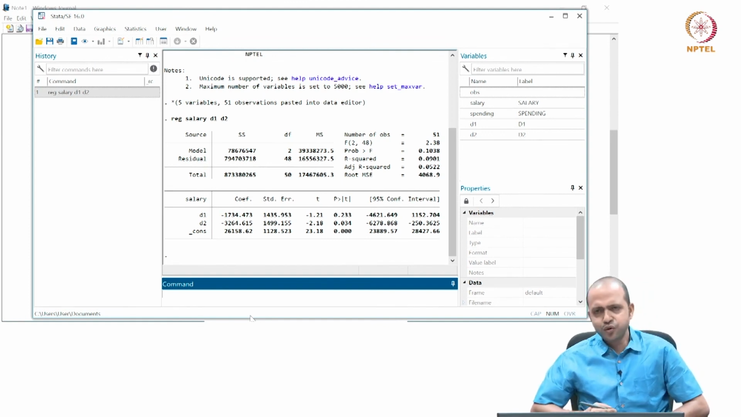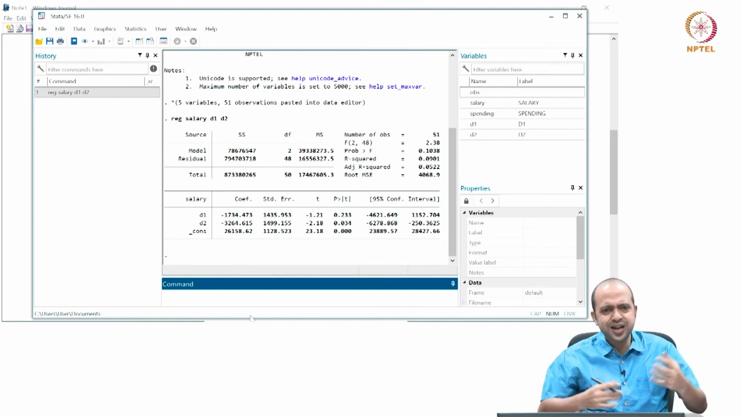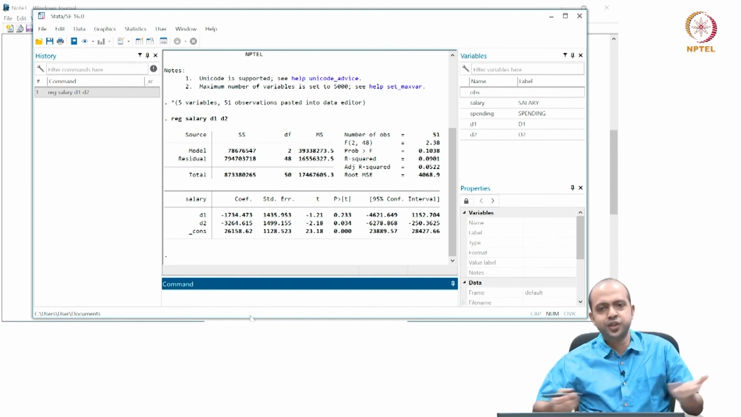Now, one question that comes to our mind: if our objective is to compare the mean salary of the three regions and see whether there is any significant difference in inter-regional salary, why are you estimating the dummy variable model? You can simply take the arithmetic mean of the salary of the three regions and then compare. If you take the arithmetic mean of salary of the Western region, the value would be 26,150, and then that of the Northeast region would be 26,150 minus 1,734, and the Southern region would be 26,150 minus 3,264. That would be the arithmetic mean.